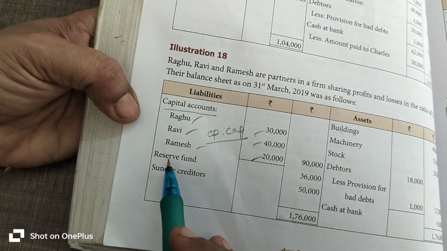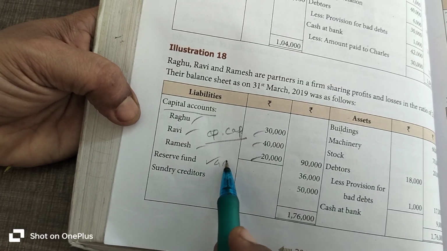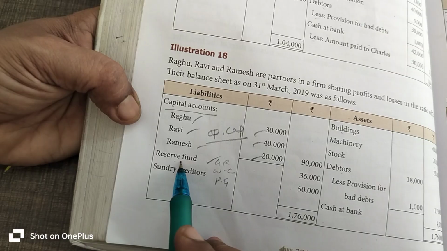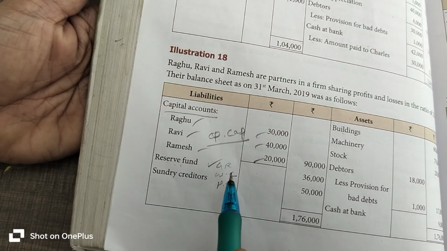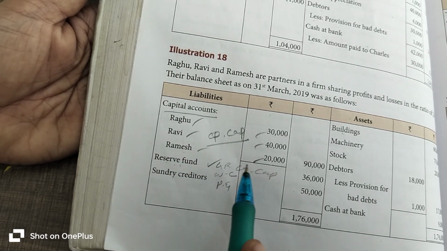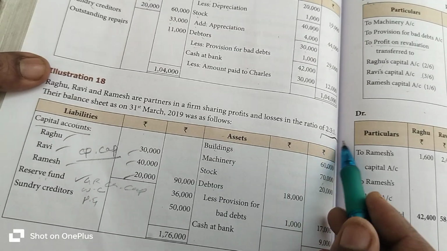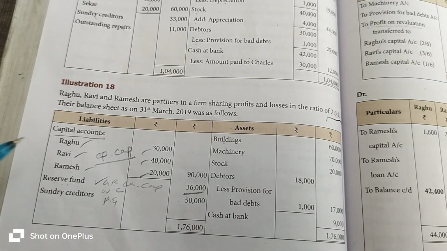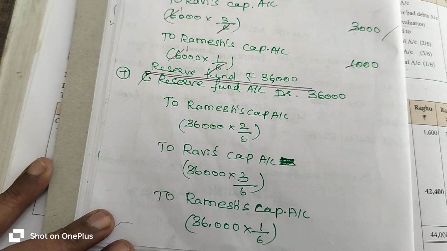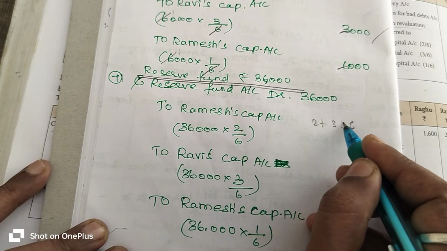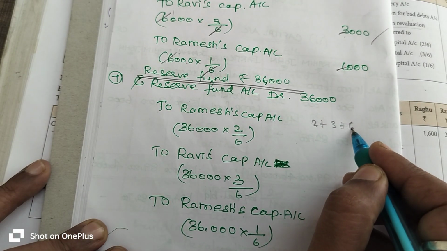After entering the opening balance, which accounts go to the capital account? Reserve fund, general reserve, workmen compensation fund and profit given on the liability side of the balance sheet will be transferred immediately to the credit side of the capital account with the respective partners' old profit sharing ratio, 2:3:1. Accordingly we have to calculate that reserve fund value of 36,000 rupees in the old profit sharing ratio, 2:3:6. Added together, 2 plus 3, 5 plus 6, how much?